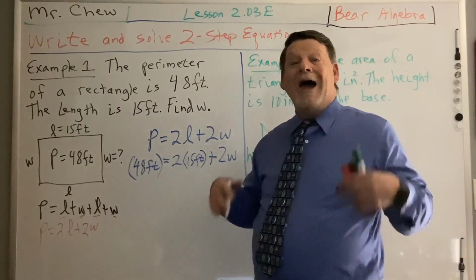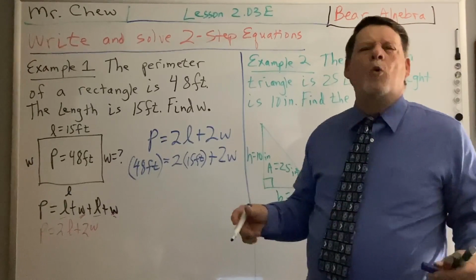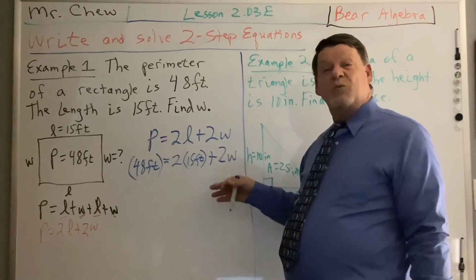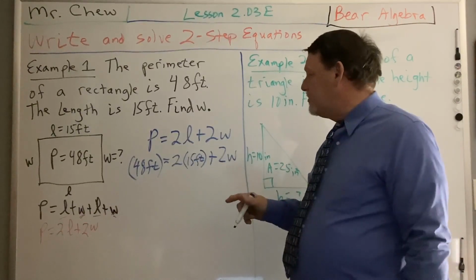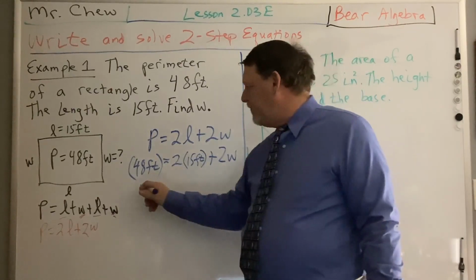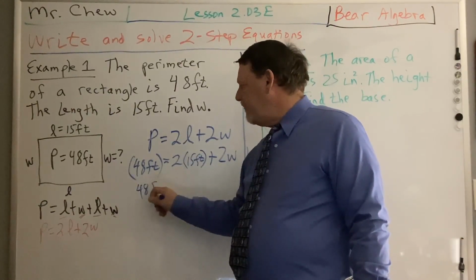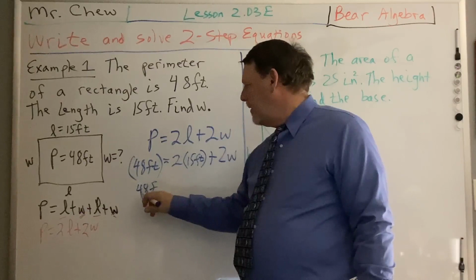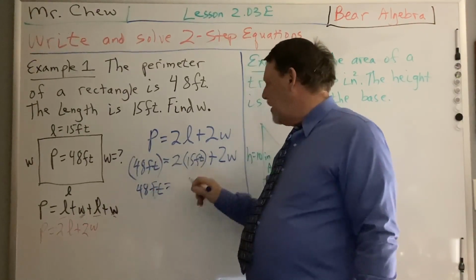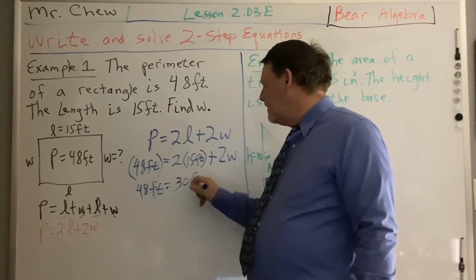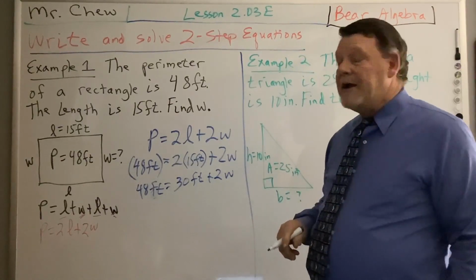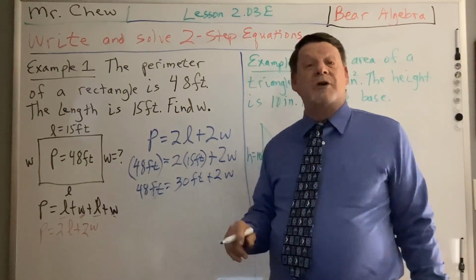All right, so I have to do my order of operations or simplification. It's not really order of operations. It would be if I had this value. When I check it, I will have to use the order of operations. So I'm going to simplify this by multiplying 2 times 15 feet. So I have 48 feet equals 2 times 15 is 30 feet plus 2W. Now I need to solve this by using inverse operations.